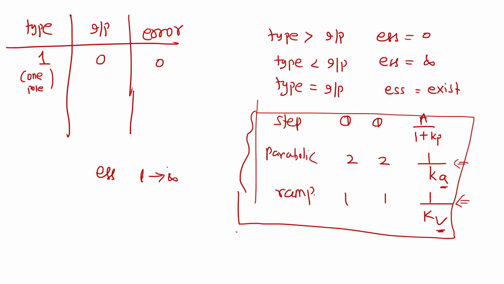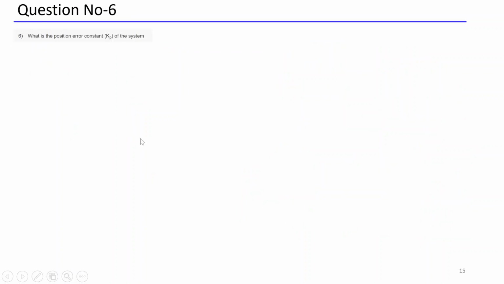Sir, one thing. You have written type greater than input, right, it is listed as zero. Please explain this once again, sir. You just take an example. Let me give an example to you. Okay, it will clarify.